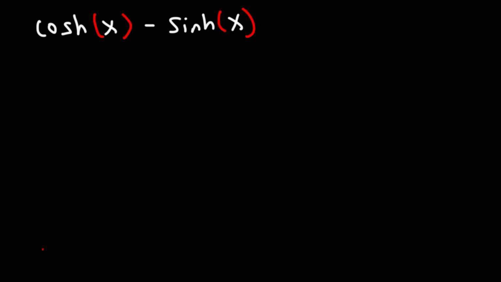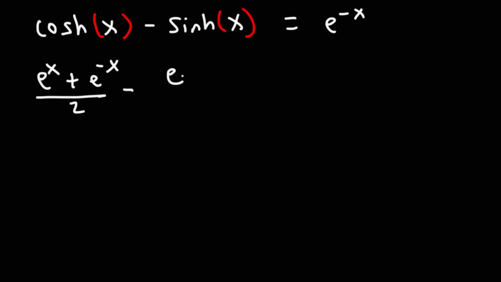Now let's try another one that's very similar to that one. Hyperbolic cosine of x minus hyperbolic sine of x. Let's prove that this is equal to e to the negative x. So we could use the same formulas like we did before. Hyperbolic cosine is going to be e to the x plus e to the negative x over 2. Hyperbolic sine is going to be e to the x minus e to the negative x over 2. But this negative sign will have to be distributed.